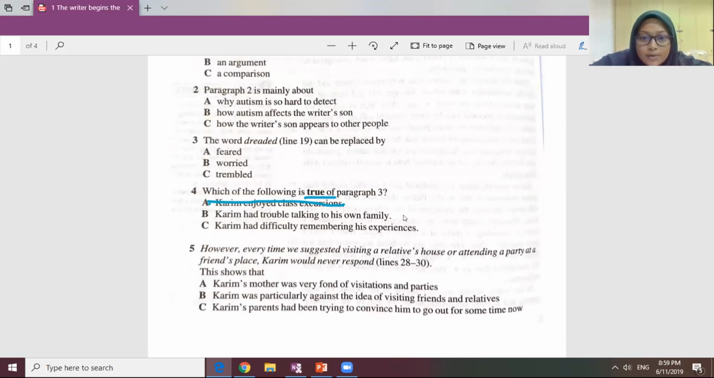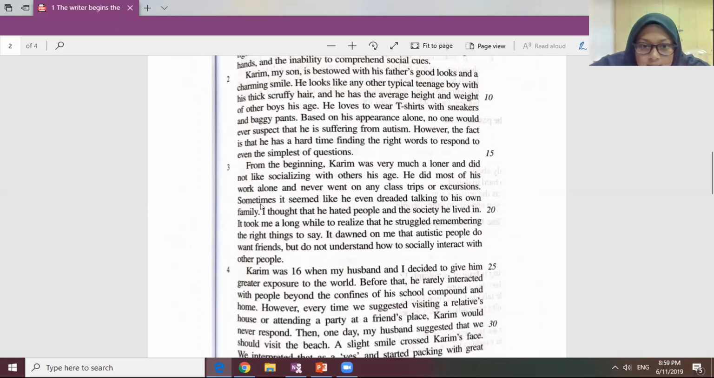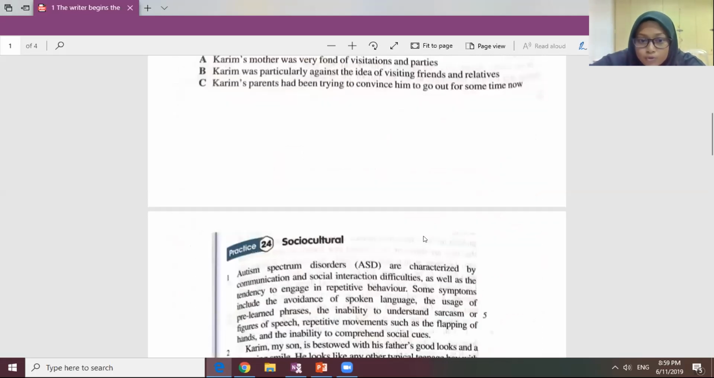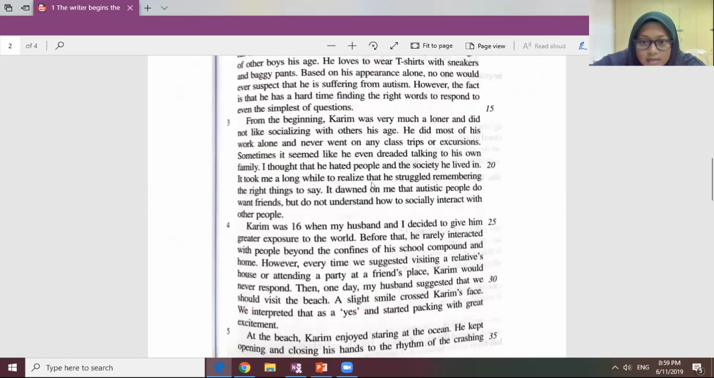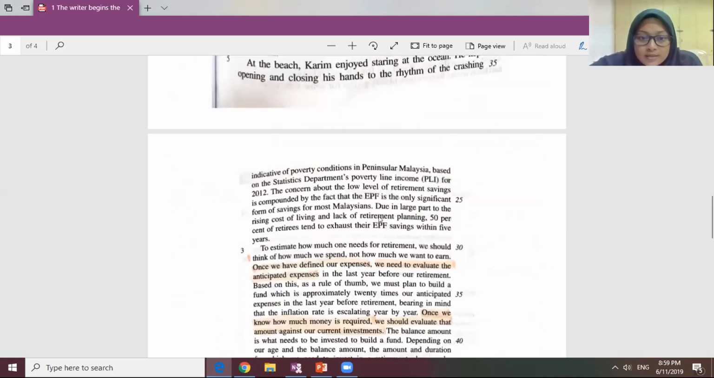This might be right, because in the text you can see that it stated that sometimes it seems like he even dreaded talking to his own family. So let's move on to answer C, Karim had difficulty remembering his experiences. If we go to the text, there are no sentences that tell Karim had difficulties in remembering experiences. So we cross the answer. So the answer is B. Let's move on to the next question.